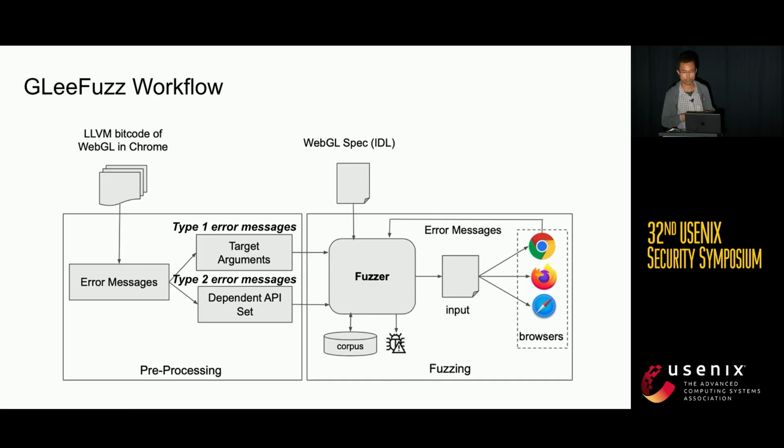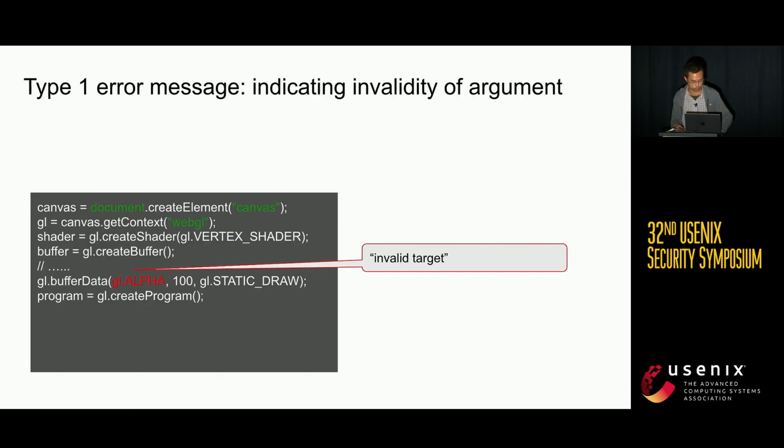Overall, the workflow of GLeeFuzz is divided into two parts. On the left, you have the static analysis part. In this pre-processing step, static analysis is used on the Chrome source code to extract the information needed for error message guided fuzzing. On the right side is the runtime fuzzing. The results of static analysis are used at runtime to perform error message guided mutation.